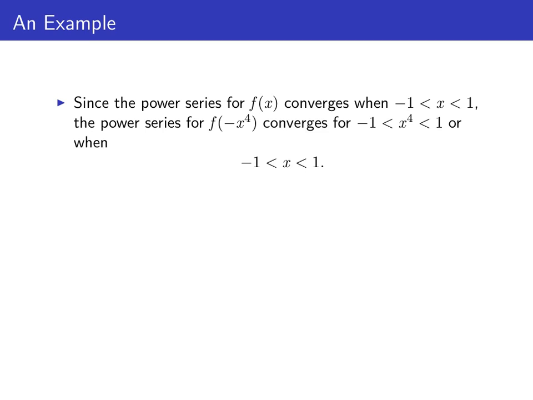Now the power series representation for f of x converges when x is between -1 and 1, and we're replacing x with the opposite of x to the fourth, so the power series for f of the opposite of x to the fourth will converge when the opposite of x to the fourth is between -1 and 1, or when x to the fourth is between -1 and 1, which is the same as when x is between -1 and 1.